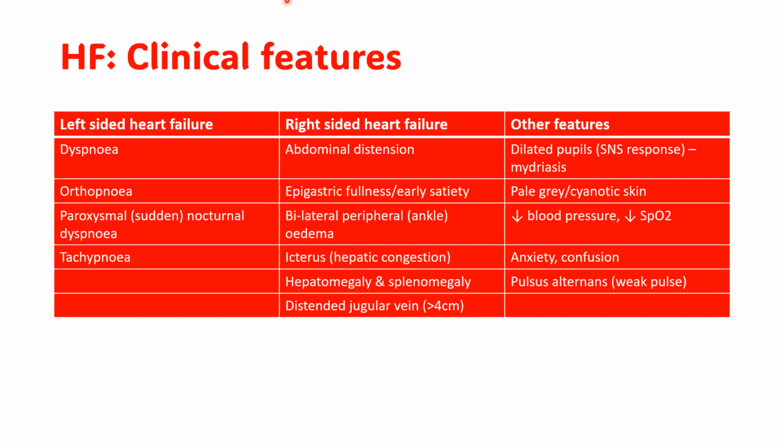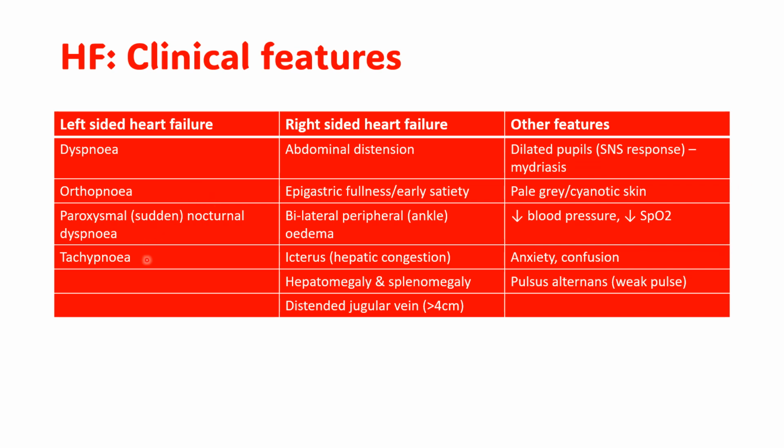So here we have a good summary table of some of the clinical features of left-sided heart failure and right-sided heart failure. I've also included some other features. The ones I wanted to talk about in particular were related to left-sided heart failure: dyspnea, orthopnea, and paroxysmal nocturnal dyspnea are the main three I wanted to talk about.